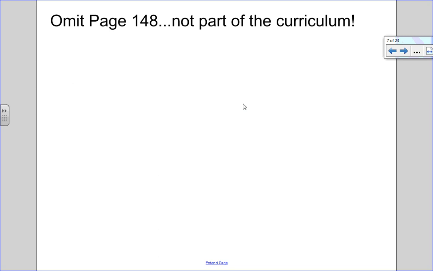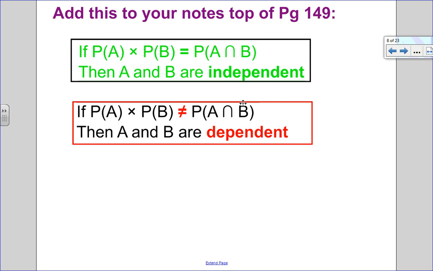Okay, I want you guys to omit all of page 48 because it's not part of the curriculum, so we don't need to worry about that. But I want you to add this to your notes on top. If the probability of A times the probability of B equals the probability of them both happening, then the events are independent. If the probability of A times the probability of B is not equal to the probability of them both happening, then the events are dependent.